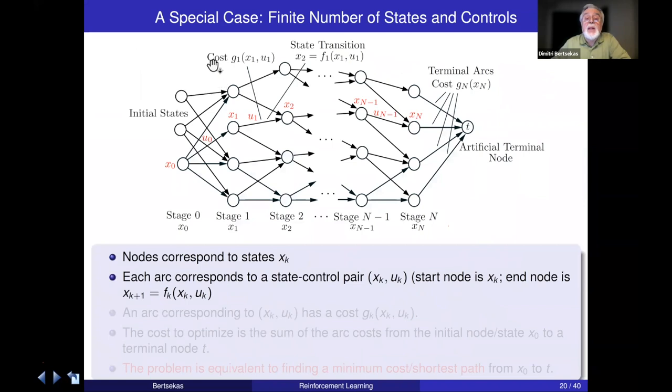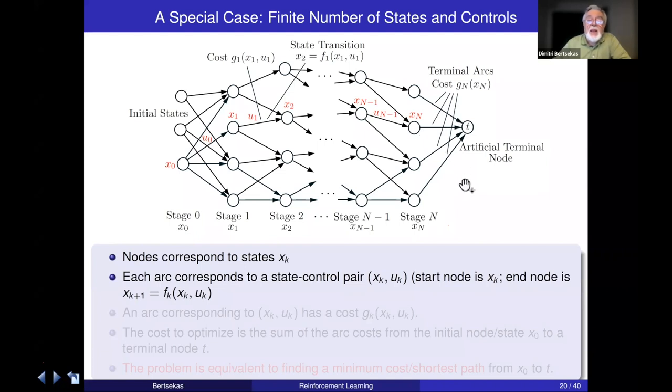Okay, so let's look at an important special case, which we're going to be dealing with quite a bit: the case where there's a finite number of states and controls. So we have the stages, stage zero, the initial states represented here by the circles. Stage one, these are the states represented by the circles here, stage two and so on. At the nth stage, we obtain the last state, xn. And there are costs associated with each one of these transitions, the costs given by gk, and there's also a terminal cost.